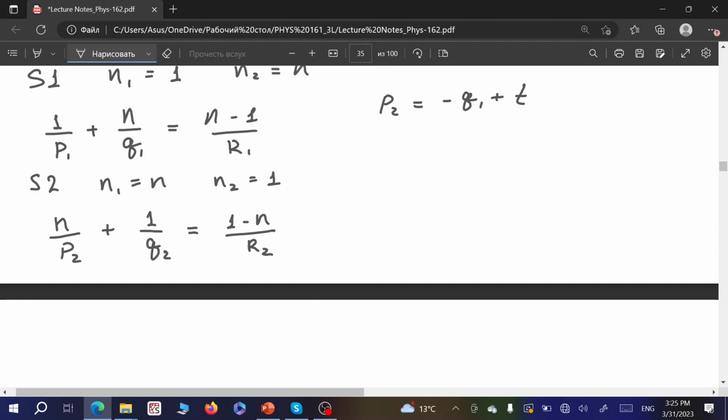Now we consider that T is small. So we consider a thin lens. So the distance between interfaces is much smaller in comparison to these distances P1, Q1, P2, Q2. So taking this into account, we can write that P2 is closely equal to minus Q1.